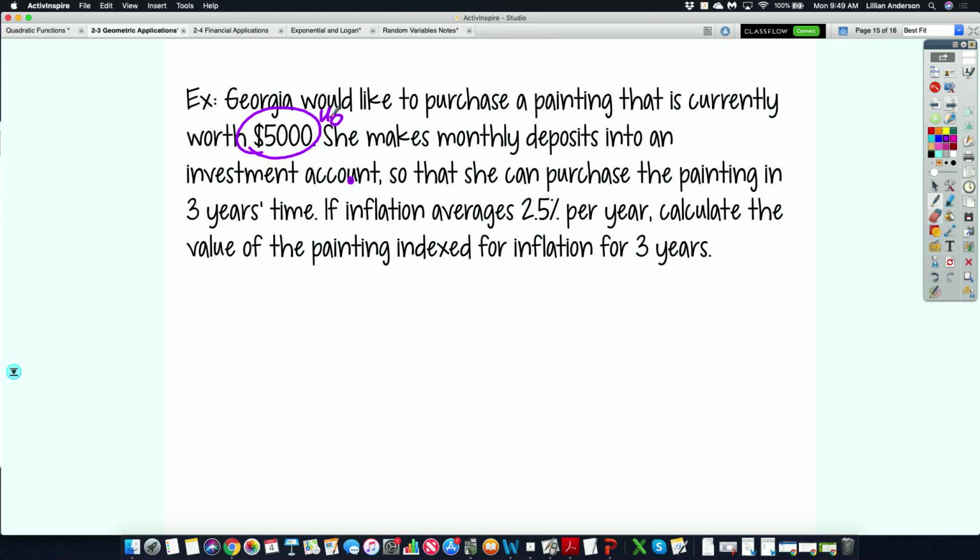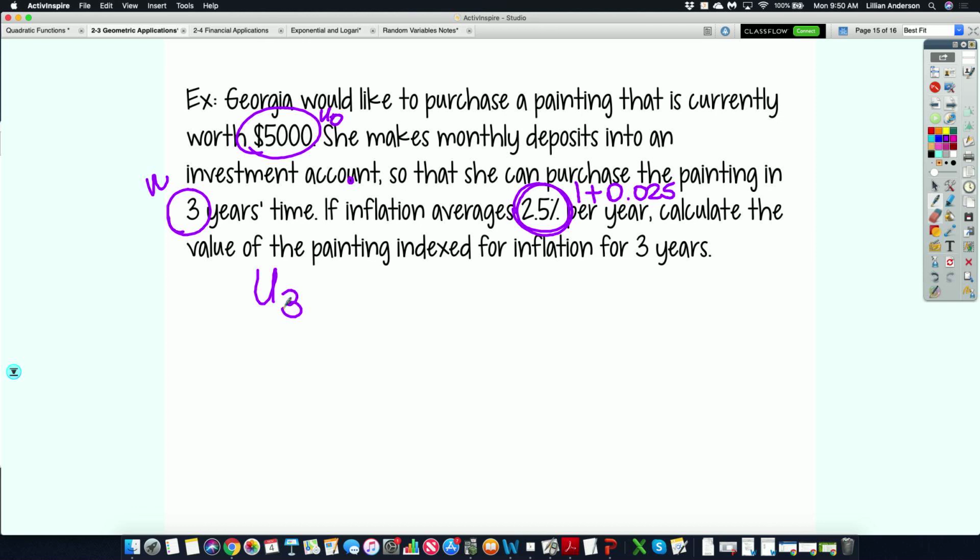Now she plans to buy this painting in 3 years' time. So that means that 3 represents what? It represents your N. It's your time. And the inflation averages to 2.5% a year, which means that represents your ratio, but we got to make sure that if it's inflation, is that an increase in price or a decrease in price? Increase. It's an increase, so that means it's going to be 1 plus your R as a decimal. What's 2.5% as a decimal? 0.025. Very good.